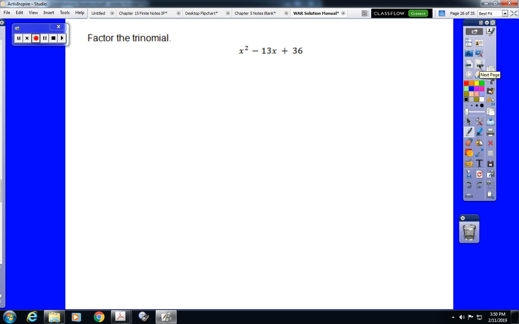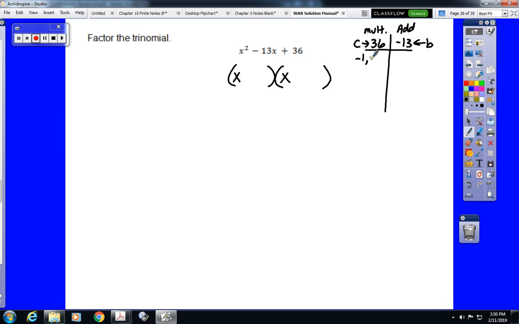The next problem says factor the trinomial. We've done a bunch of these in class here recently. Without an a value, there's no number in front of x squared. We know that this is factoring into 2 binomials, both of which start with x. We have to find a pair of numbers that multiplies to C and adds to B. So we need a pair of numbers that multiplies to positive 36 and adds to negative 13. Now this clearly means that they both need to be negative numbers.